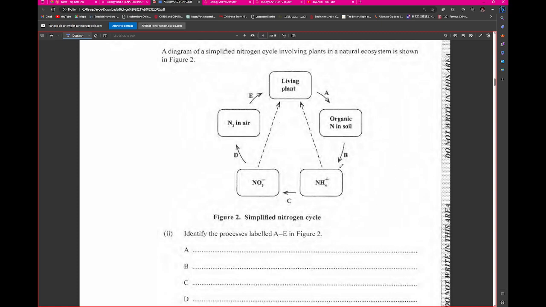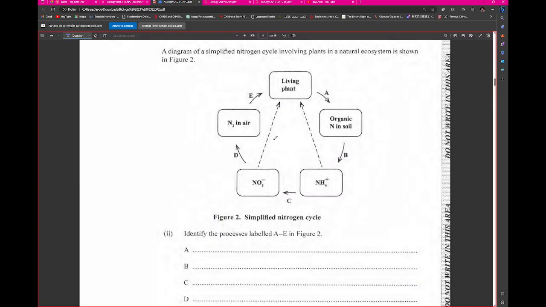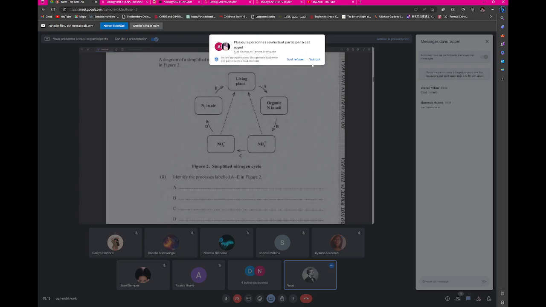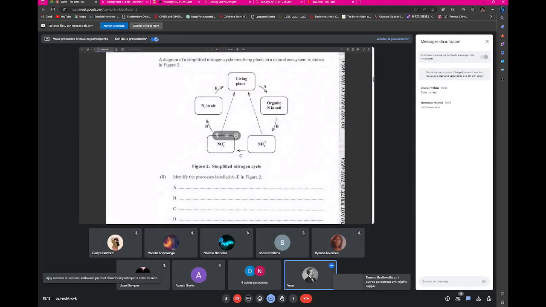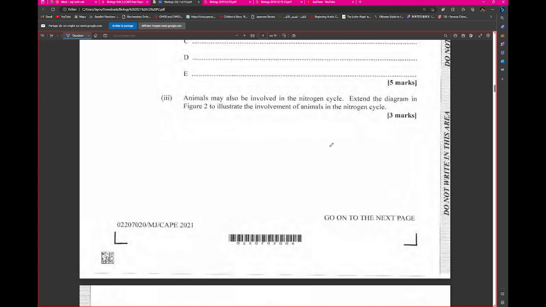So these dotted lines here, what do you think these dotted lines would be? Those dotted lines from nitrates to the living plants and from ammonium ions to living plants, what do we think they will be? Anyone? What do we think they would be? Okay, so that would be assimilation or absorption, right? So animals may also be involved in the nitrogen cycle.